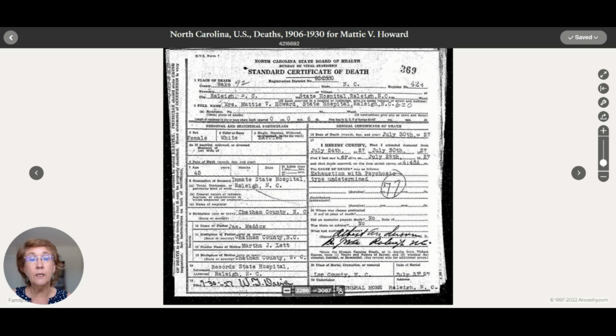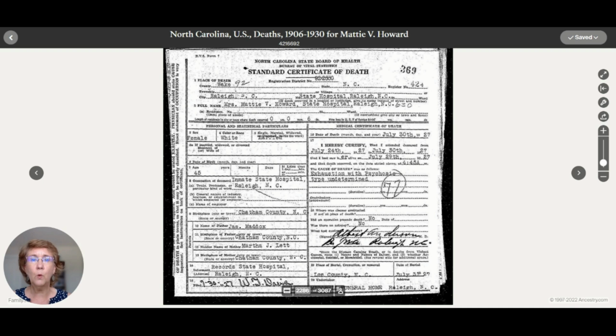She died in Raleigh, North Carolina at the state hospital. Now, if I did not know what that was, I would go and research to find out exactly what the state hospital was at the time. And what I would find out is it is what would eventually become known as Dorothea Dix Hospital. It was for mental health. It's a mental health hospital, a psychiatric hospital at that time in Raleigh. So that definitely gives me some clues already.